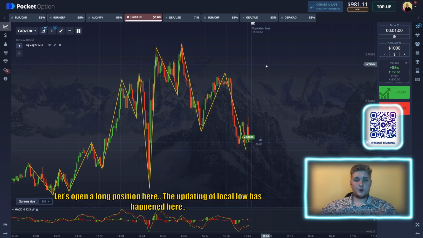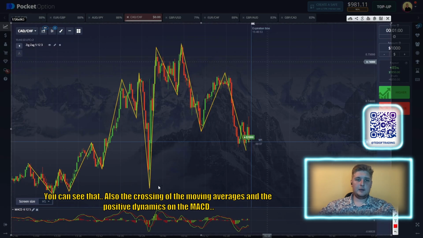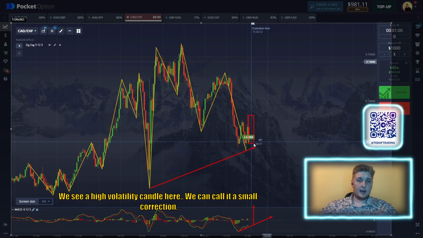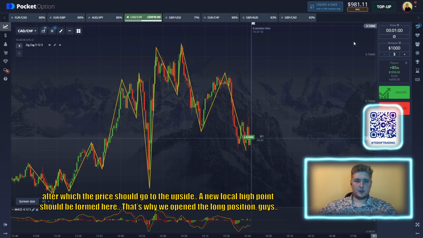Let's open a long position here. The updating of local low has happened here. You can see that. Also the crossing of the moving averages and the positive dynamics on the MACD. We see a high volatility candle here. We can call it a small correction, after which the price should go to the upside. A new local high point should be formed here. That's why we opened the long position, guys.